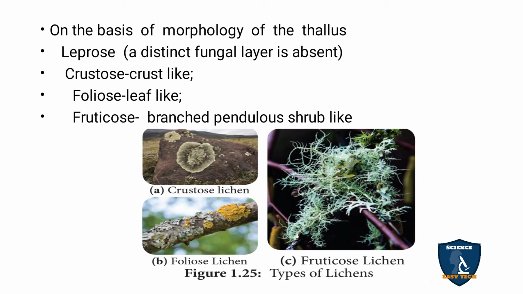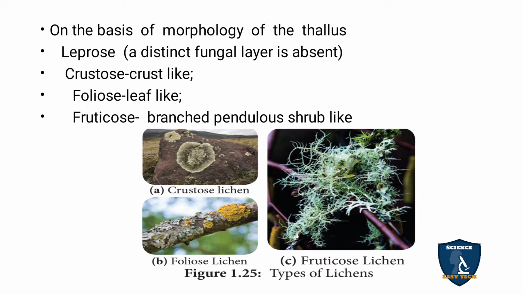And based on the morphology of the thallus, it is divided into leprose. Leprose means in this lichen the fungal layer is totally absent. Okay, that is a distinct fungal layer is absent. Crustose means crust like, it forms a crust like substance. So that is called crustose lichen. Foliose means leaf like lichens. Fruticose means branched, pendular shrub like, that is called fruticose.